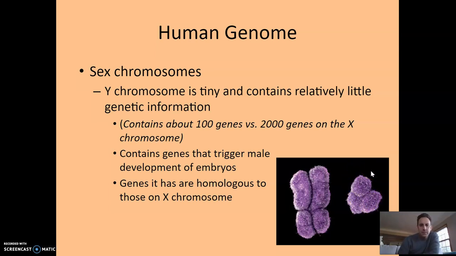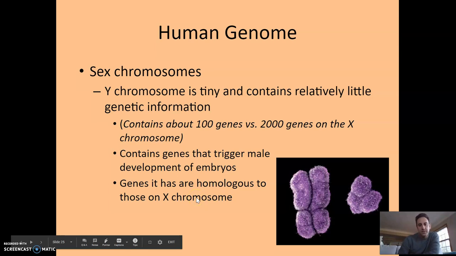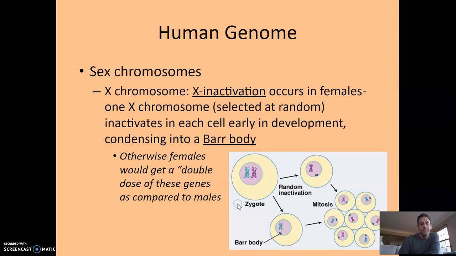It has very little genetic information. It actually only contains about 100 genes versus about 2,000 on the X chromosome. So relatively little genetic information there. But one really key set of genes there are the ones that trigger the development into a biological male. And so, naturally, that's a biggie. And then the genes that it does have are homologous to those on the X chromosome. So even though they're different sizes, we would still say they are homologous to one another.